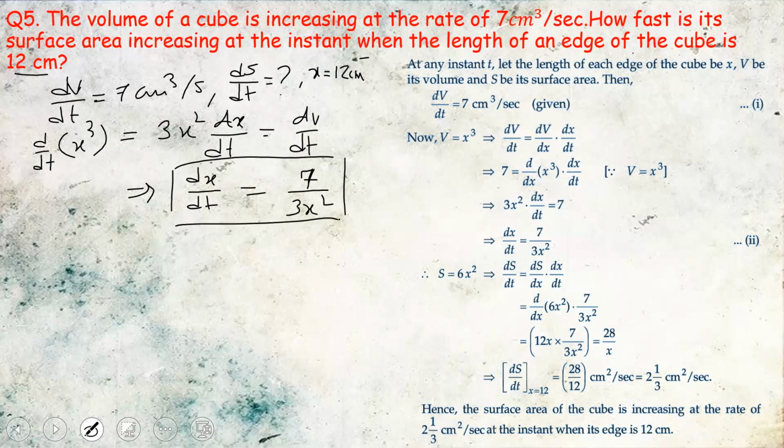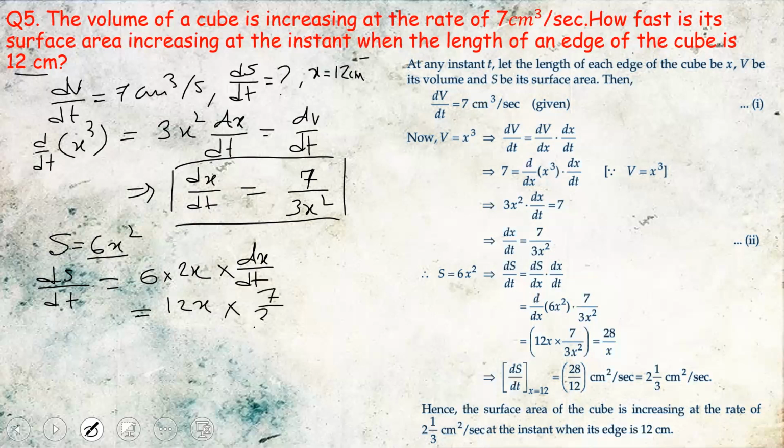Now what is the surface area? S is equal to 6x square. Now differentiate this with respect to t on both sides, so we will get 6 into 2x. Differentiating with respect to x, and as per the chain rule, dx/dt will come. So put the value over here, that is 12x into 7 by 3x square. So the ultimate value will come 28 upon x.